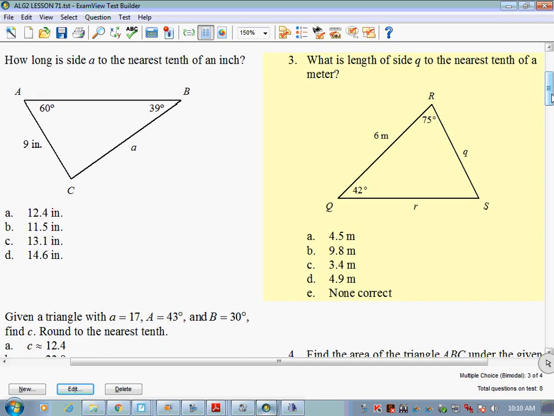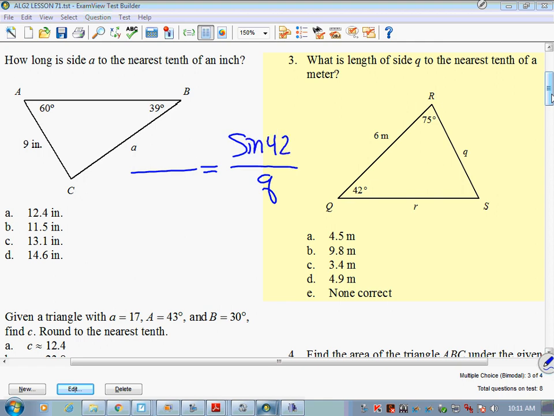All right, let's look at number 3. Find the length of side Q to the nearest tenth of a meter. Okay, length of side Q. Is that going to go on bottom or top of my proportion? Bottom, always. Sides always go on the bottom of these, correct? Okay, so let's put it over here. What should go on top of side Q? Sine 42.